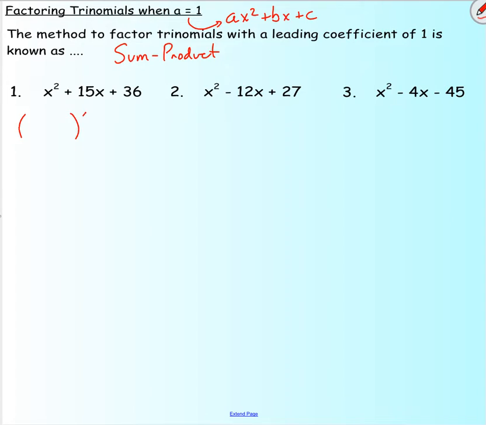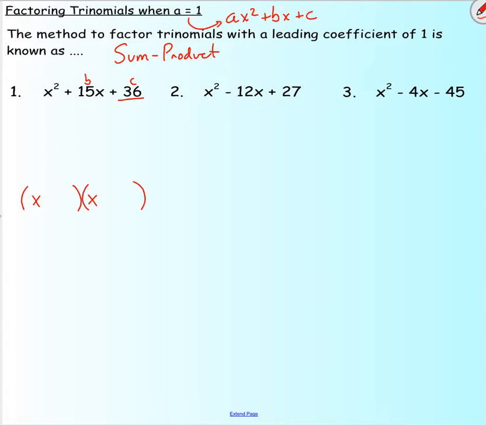Trinomials will always factor down into two binomials. So in the sum product method, x squared always comes from multiplying x times x. So your first term is always going to be x times x, or whatever variable you're working with there. So here's what we do and why it's called sum product. If I look at my c value and my b value, I need to figure out what times what gives me 36 and adds up to 15.